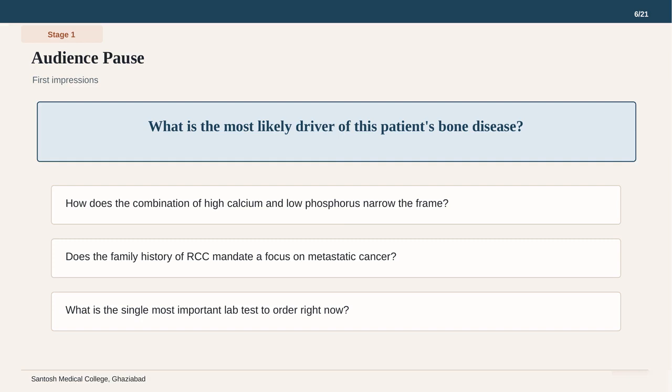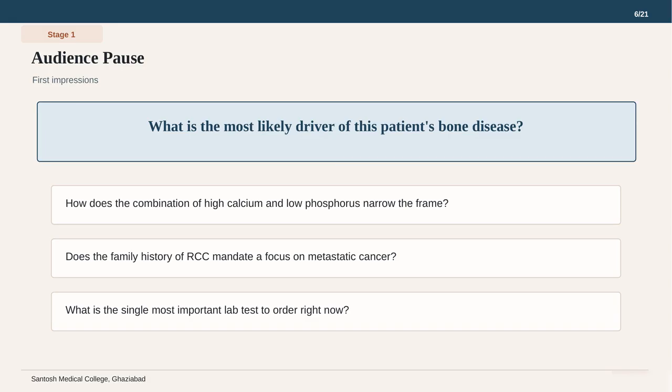We also have to weigh the family history of renal cell carcinoma against these biochemical findings. Is the malignancy still the primary suspect, or are we looking at something else entirely? Finally, we need to decide on the single most important laboratory test to order right now to confirm our suspicions. Take a moment to think about these questions and how you would prioritize the next steps in management. This is the point where our clinical reasoning must be sharpest to avoid unnecessary procedures.